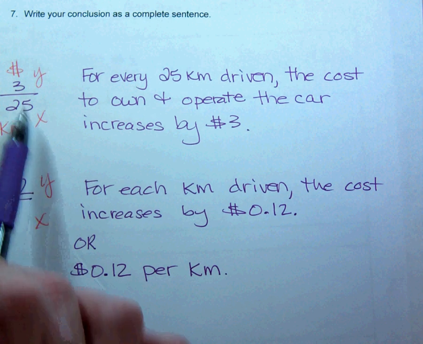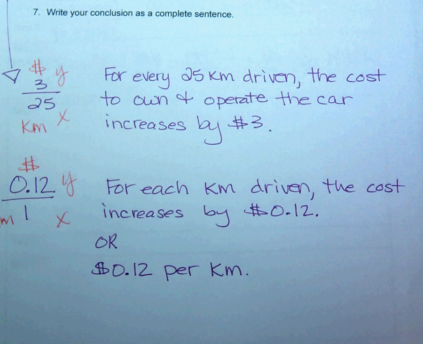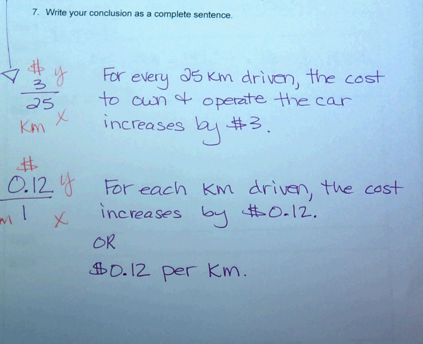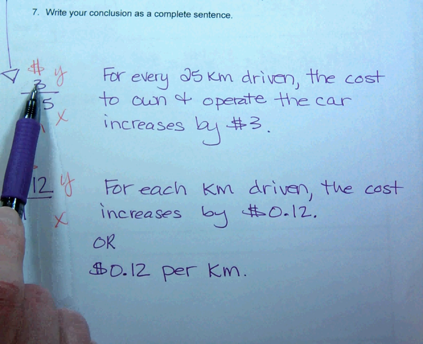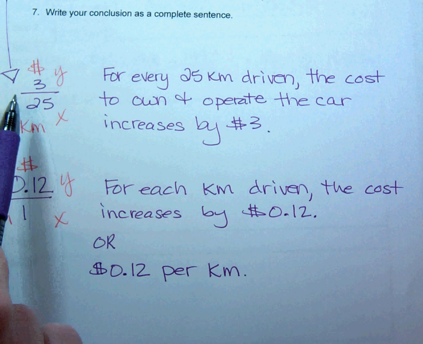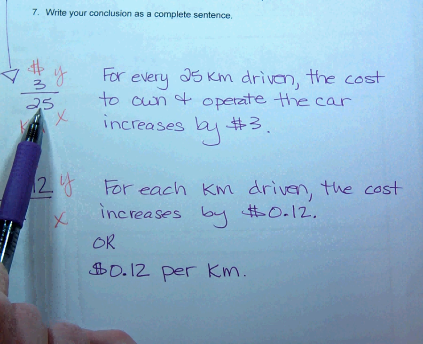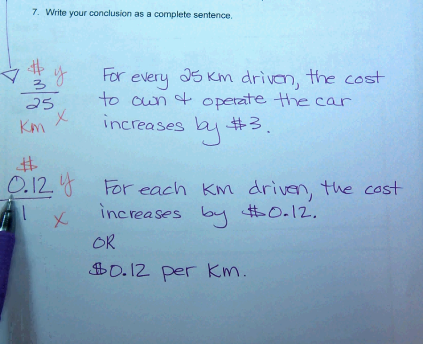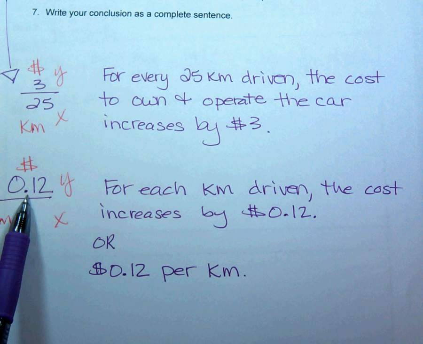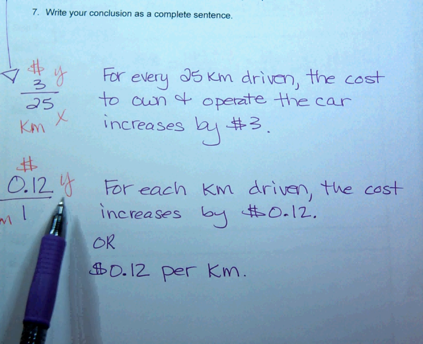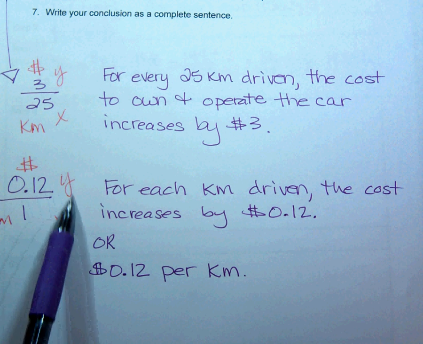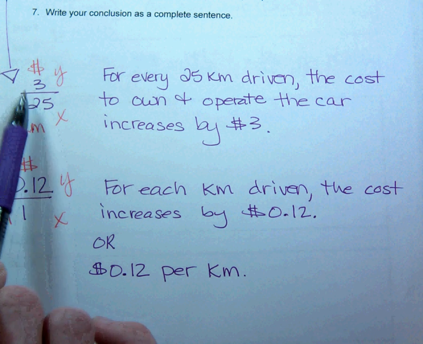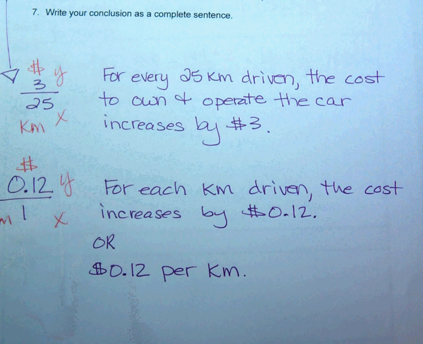So either one's correct. Sometimes you just look at the situation though and decide what's better. I don't have to graph this. So if I were to graph it, the 3 over 25 might be more helpful because I could go up 3 boxes over 25 or up 3 units over 25 units. The 0.12 would be a little harder to graph. It'd be harder to go up 0.12 over 1. But in terms of the situation and we want to know what it stands for, this unit rate is probably more helpful than the 3 over 25. But either way, they're both correct.